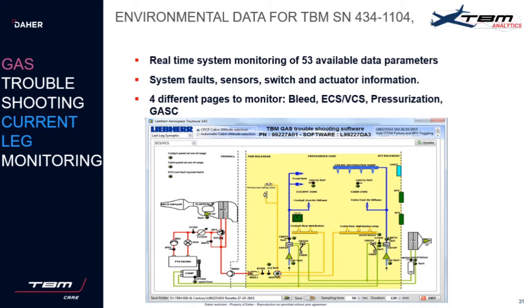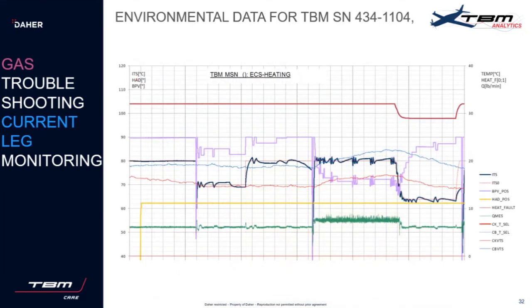53 available data parameters under 4 different pages cover the bleed system, the ECS VCS, pressurization, and the global air system controller. This recorded data also allows for troubleshooting of the system faults by analysis, very much in the same manner as previously discussed. Once all the parameters are recorded and shared with technical support, data may be plotted to study the behavior of different components. Specific conditions may be analyzed for more efficient troubleshooting.